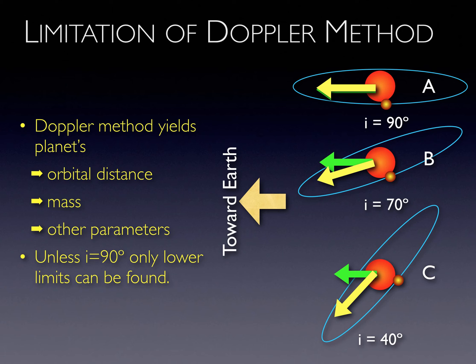If the inclination is less than 90 degrees, the Doppler data only reveals part of the star's motion, and calculations will only reveal part of the planet's orbital period, mass, speed, etc. However, if the inclination is 90 degrees, then the Doppler data reveals the entire motion of the star and will yield accurate values of the planet's orbital period, mass, speed, etc.